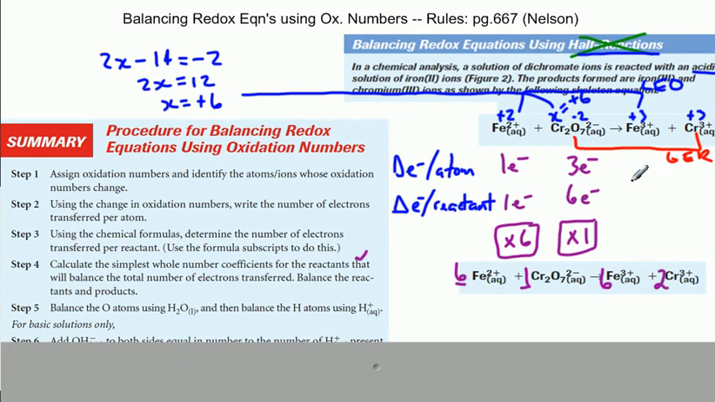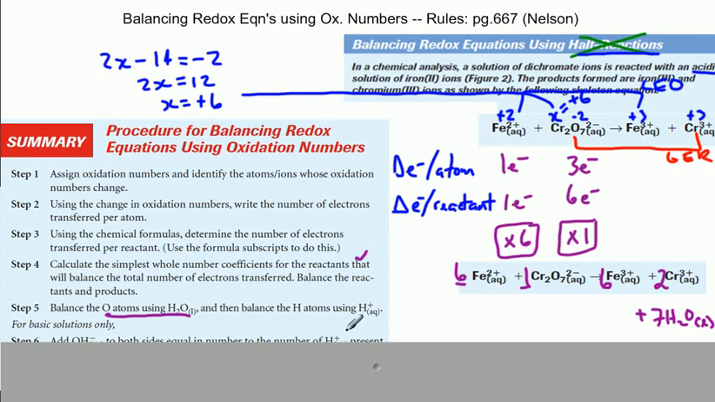So the next thing we do now is we need to think about the oxygens, balance those using water. So there is 7 oxygens on the left, so we balance the right side by adding 7 waters. And we can do this because this is occurring in acidic medium, which is an acidic aqueous solution, so we're perfectly justified in doing that.